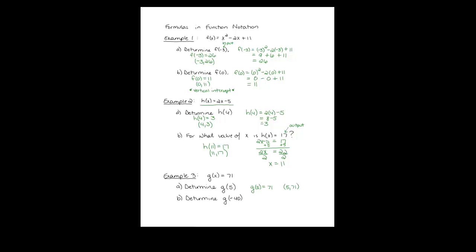The same thing will occur when you have g of negative 40. So g of negative 40, go to plug in the negative 40. There are no x's on the right-hand side of that equal sign. So g of negative 40 is equal to 71. The ordered pair, negative 40, 71. This is what we call a constant function. It is constant because the output never changes. No matter what you plug in for x, no matter what the input is, the output will always be the same. In this case, 71.